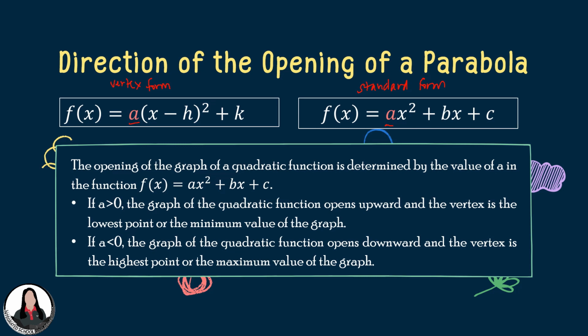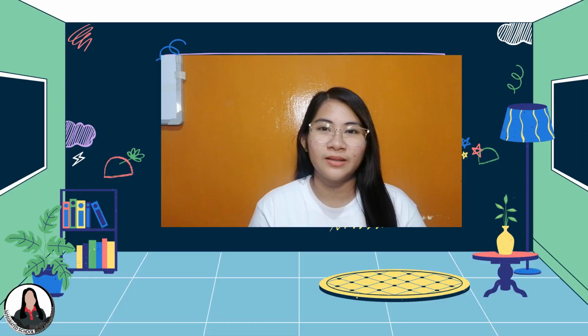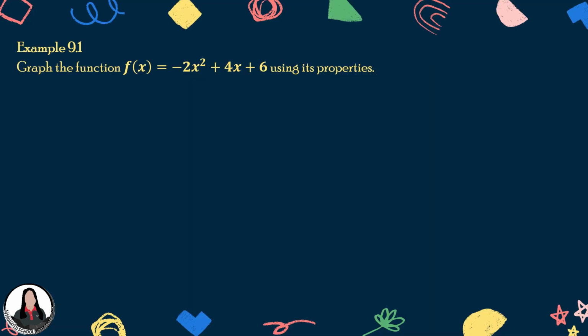Paano nga po kapag a is equal to 0? That is no longer a quadratic function, but a linear function. So now let us proceed in graphing quadratic functions. Okay, so now, let us proceed in graphing some quadratic function using its properties.